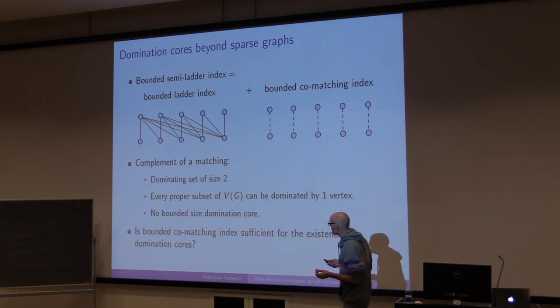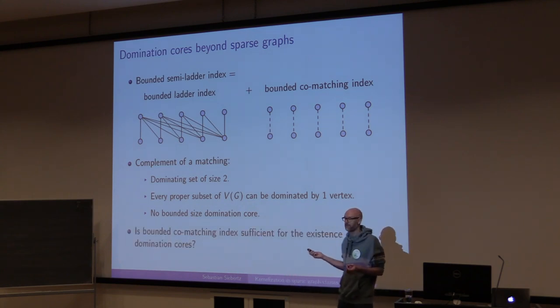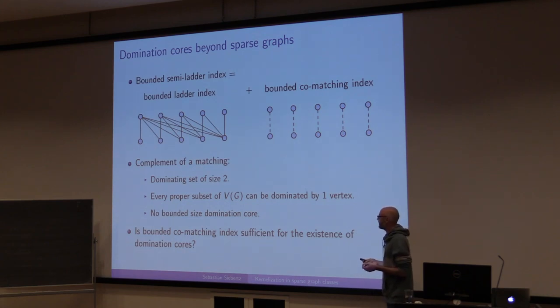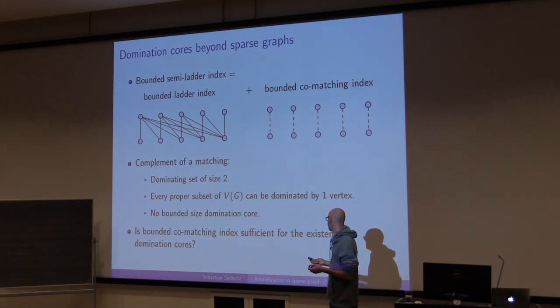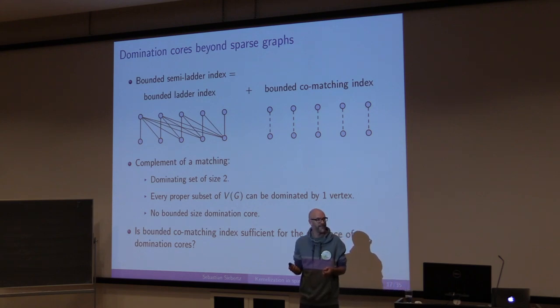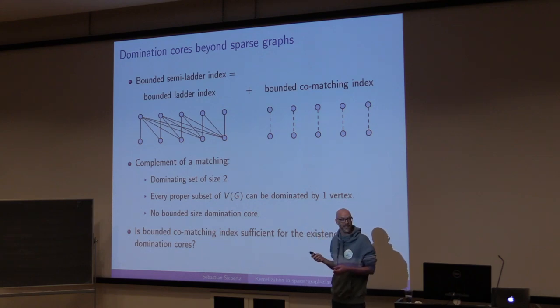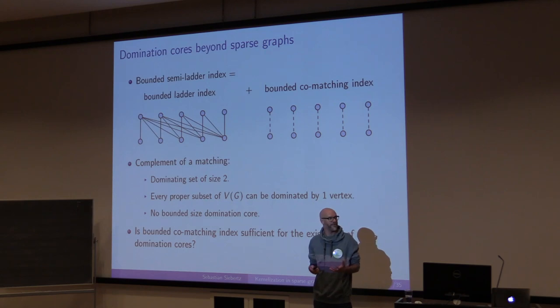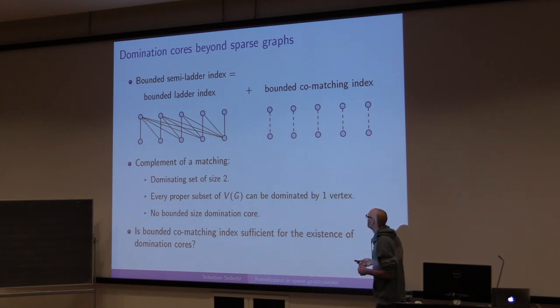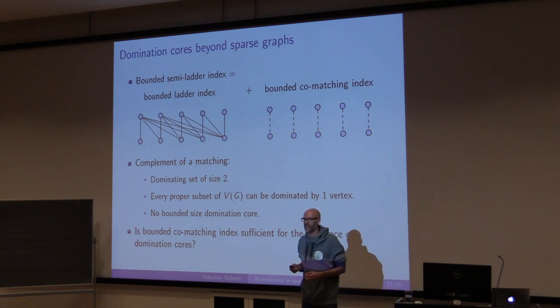One interesting question here is whether bounded co-matching index is sufficient for the existence of domination cores. We argued about bounded semi-ladder index, and the question is whether bounded ladder index is actually a condition that we need, or can we do it with bounded co-matching index alone?